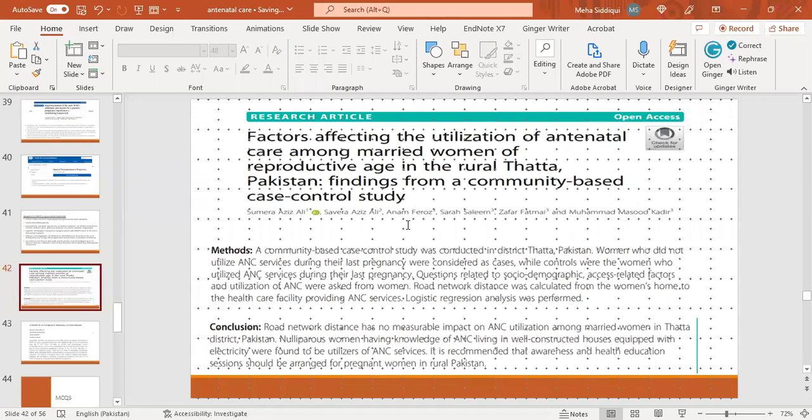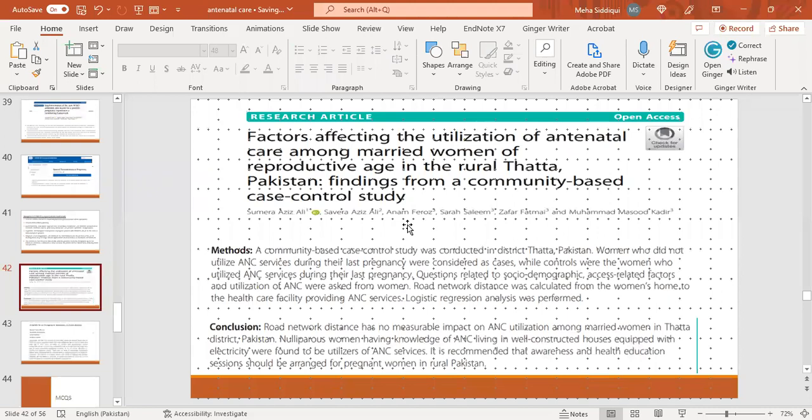This article is titled Factors Affecting the Utilization of Antenatal Care Among Married Women of Reproductive Age in Rural Thatta, Pakistan. These are the findings from a community-based case control study. According to it, a community-based case control study was conducted in Thatta district, Pakistan, and women who did not utilize antenatal care services during their last pregnancy were considered as cases, while controls were women who utilized antenatal care services during their last pregnancy. Questions related to their demographic factors and utilization of antenatal care were asked of the women. And road network distance was calculated from the woman's home to the healthcare facility providing antenatal care services.